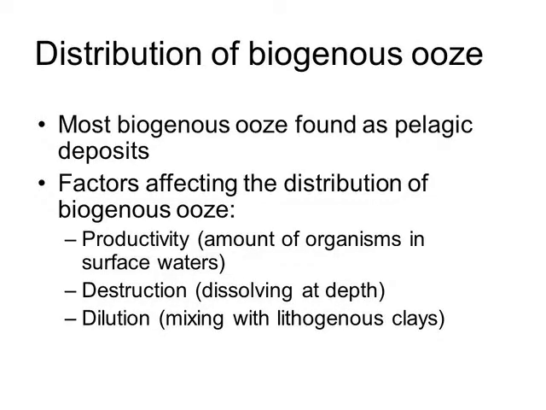All right, so generally you'll find biogenic ooze in the deep ocean. So they are pelagic deposits. You don't generally see them in the neritic region. And the factors that determine whether you'll have biogenic ooze or not is mainly productivity, whether you have a lot of plankton or organisms at the surface. Depending on how deep those plates or shells descend to in the water column, they could be destroyed.